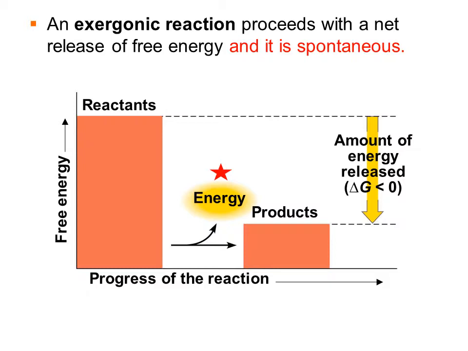An exergonic reaction proceeds with a net release of free energy. This reaction is spontaneous. So if you look at the picture here, we have a reactant. The reactant is the sugar. The reactant is a protein. The reactant can be a lipid.